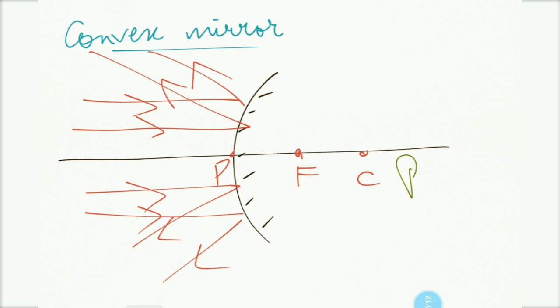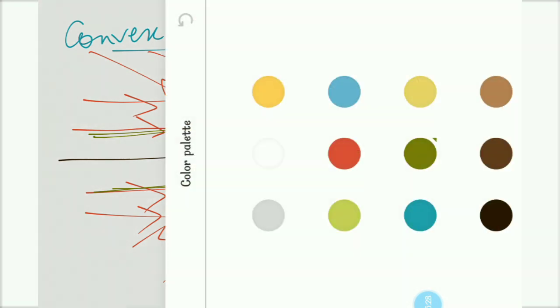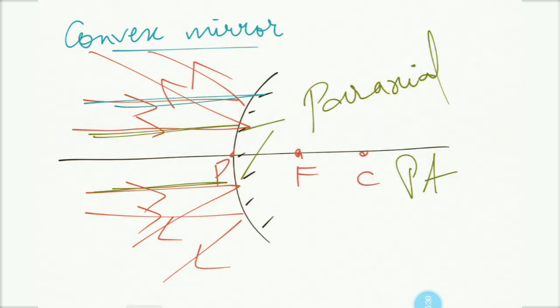Paraxial rays are rays which are nearer to the principal axis. So let me just write it as PA. This is very near to the principal axis and this is also near to the principal axis. So these two are paraxial rays. Now the other two are very far from the principal axis. So these two are marginal rays.